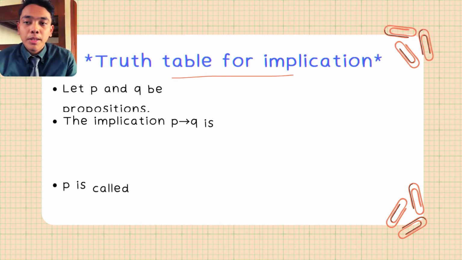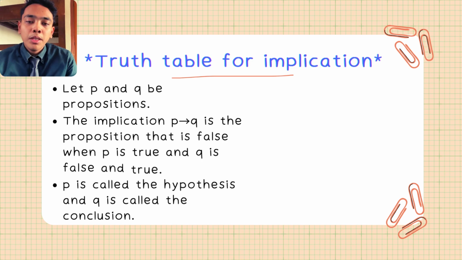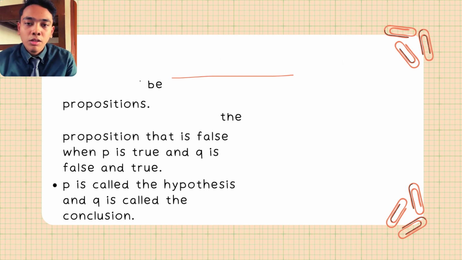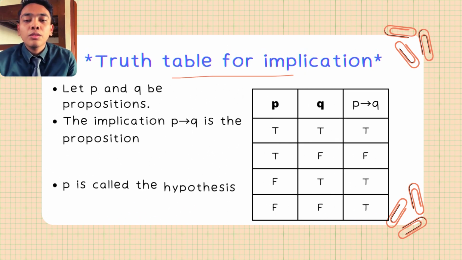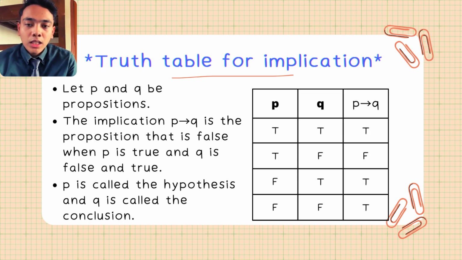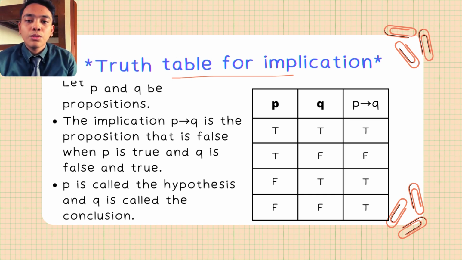Truth table for implication. Let P and Q be propositions. The implication P implies Q is the proposition that is false when P is true and Q is false, and true otherwise. P is called the hypothesis and Q is called the conclusion. When P holds the values true, true, false, false, and Q holds true, false, true, false, P implies Q holds true, false, true, true.